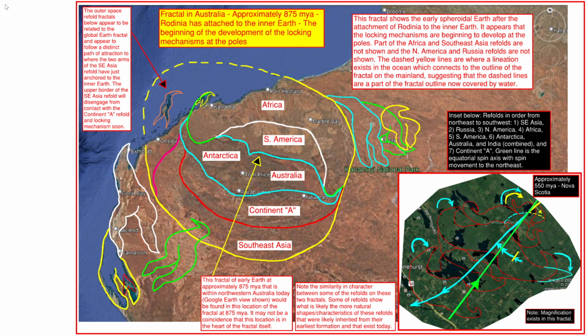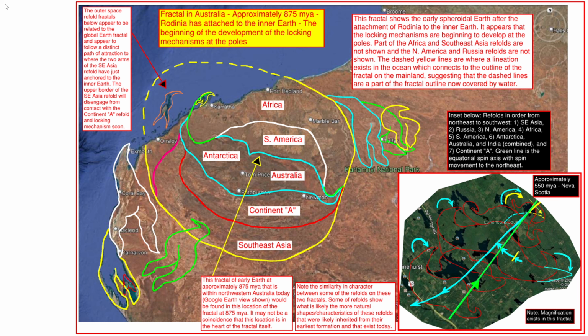The Rodinia supercontinent just landed on Earth as like the Precambrian crust, and you can see 5 of the refolds here around the corner. North, you could say, of Africa is North America and Russia.